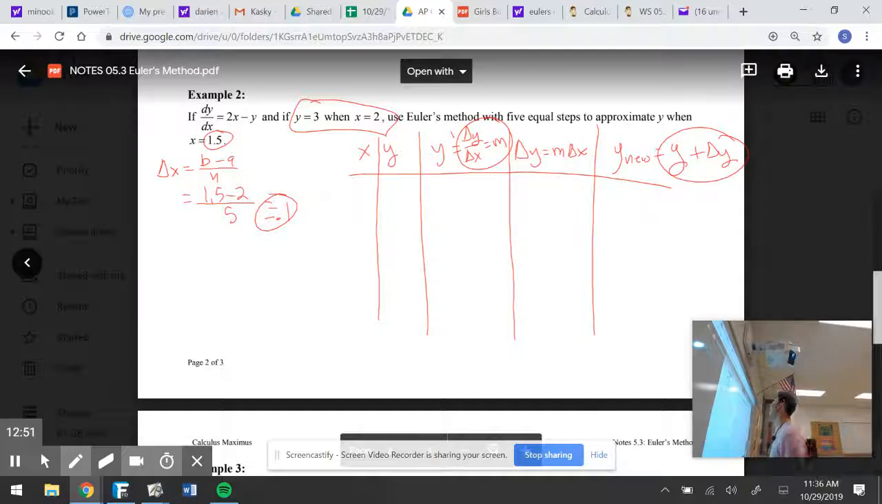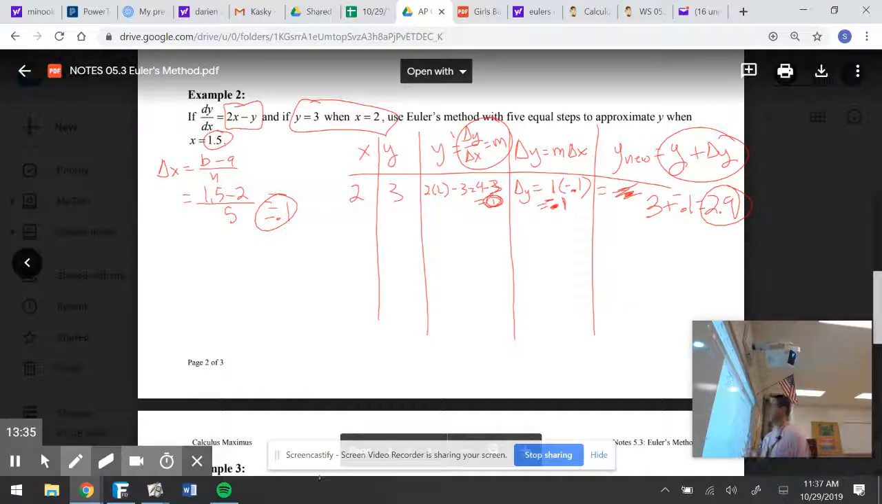Here we go. We start at (2, 3). Okay, and then I've got to find y prime. Oh, they have an x and a y in that this time. So it'd be 2 times 2 minus 3, which would be 4 minus 3, which would be 1. Okay, so that's my first slope. So then my delta y would be my slope, which is 1, times my change in x, which would be negative 0.1, which gives me an answer of negative 0.1. So what is my new y? My new y is going to be 3 plus negative 0.1, which is 2.9.